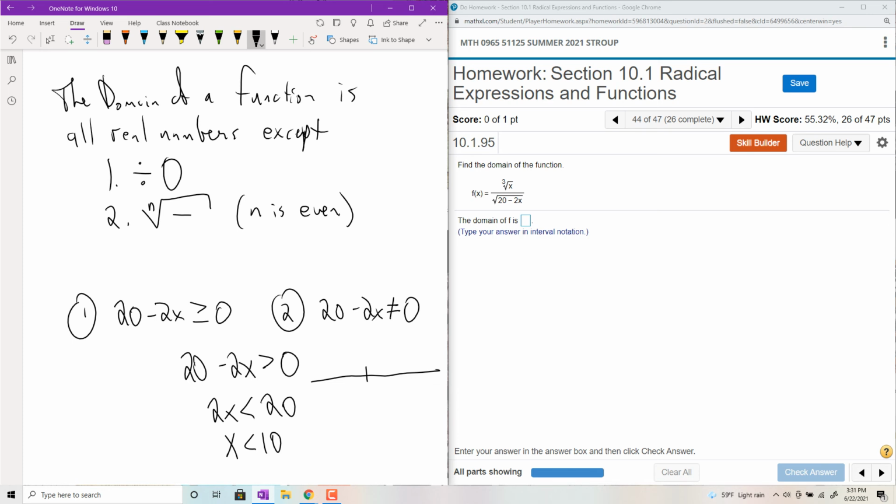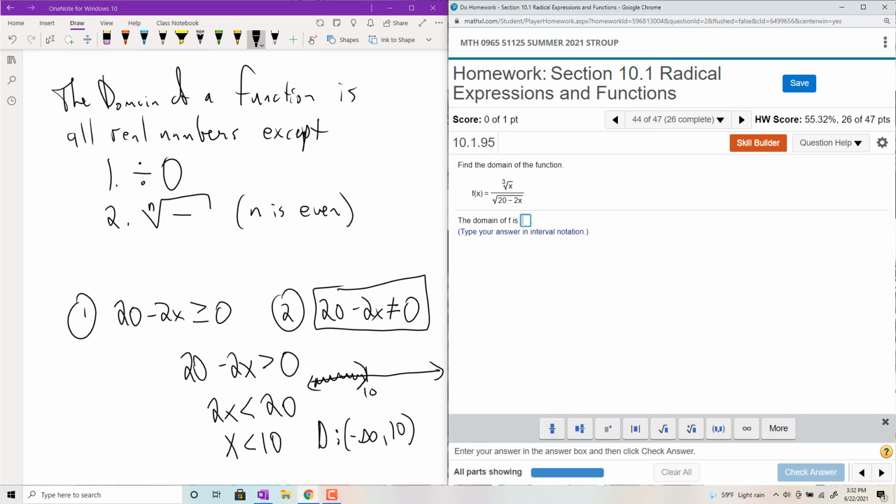So starting at negative infinity, and then anything strictly less than 10, because we can't include 10, because that would cause the denominator to equal 0. That would be the solution to this thing, right? Okay, so the domain will be everything from negative infinity all the way up to 10, but not including 10, because then you would get division by 0.